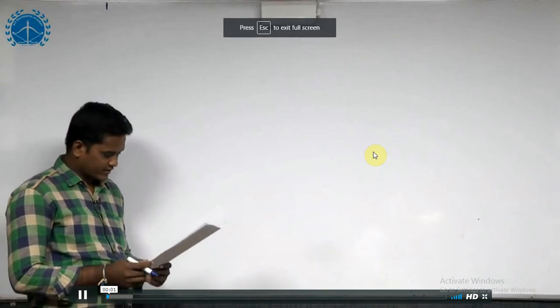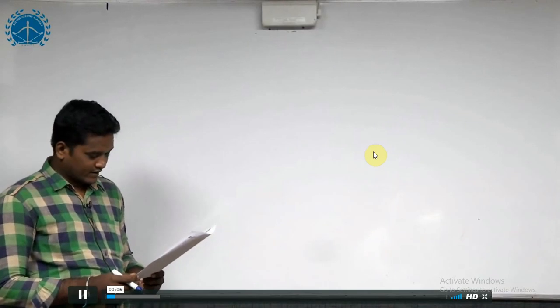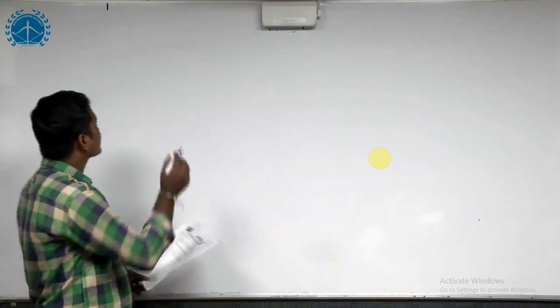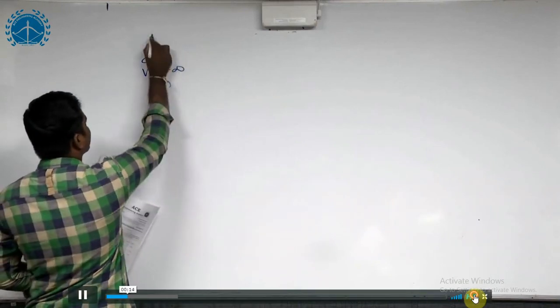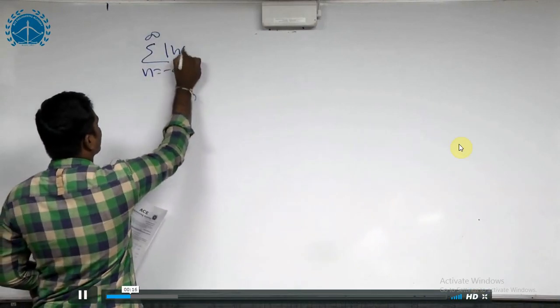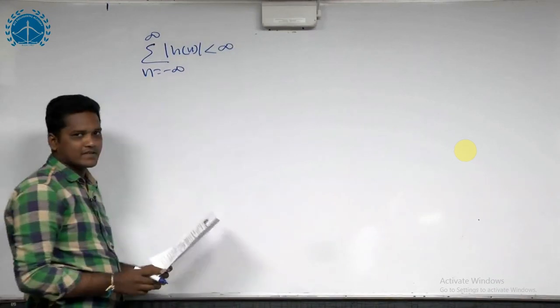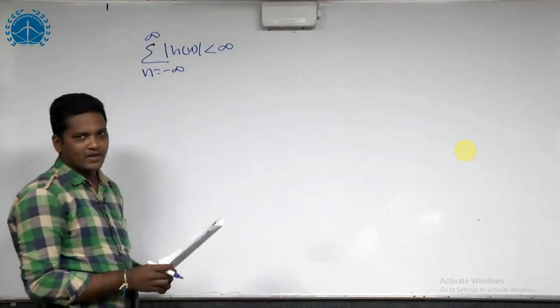The question is: given four systems with impulse responses, which system is not stable? We know that the condition for stability of a system is the sum over n from minus infinity to plus infinity of mod h of n must be less than infinity. Then the system is said to be stable. If it is equal to infinity, the system is said to be unstable.